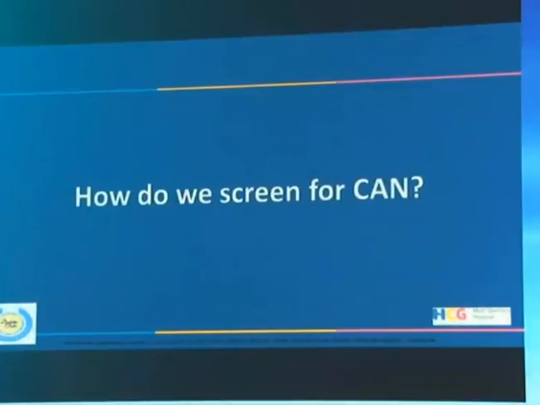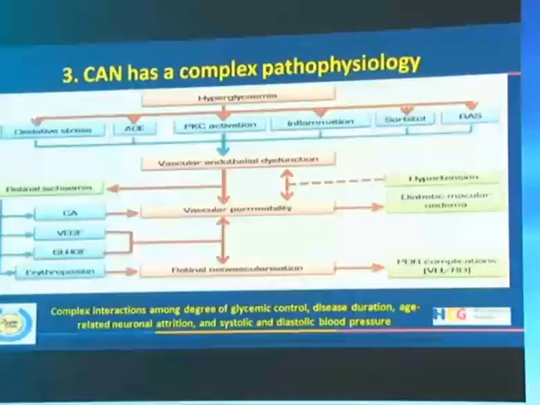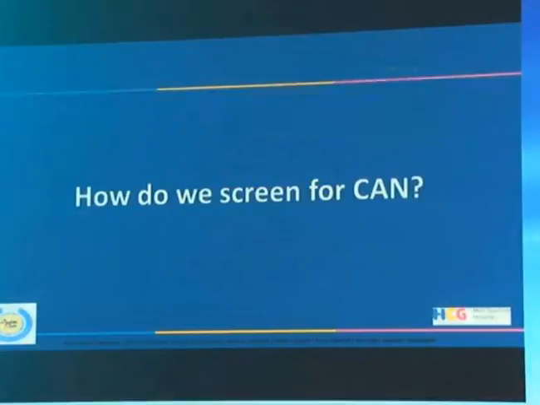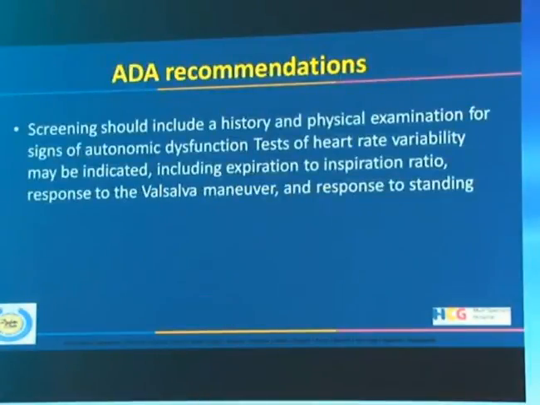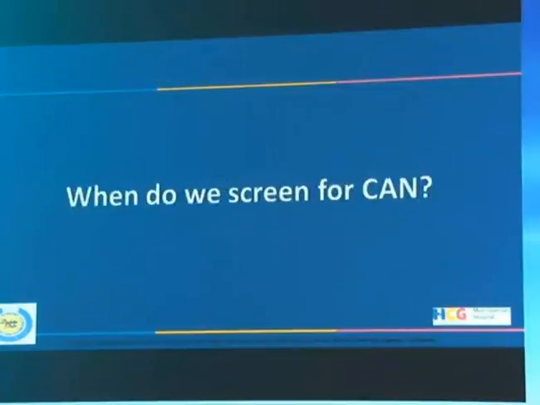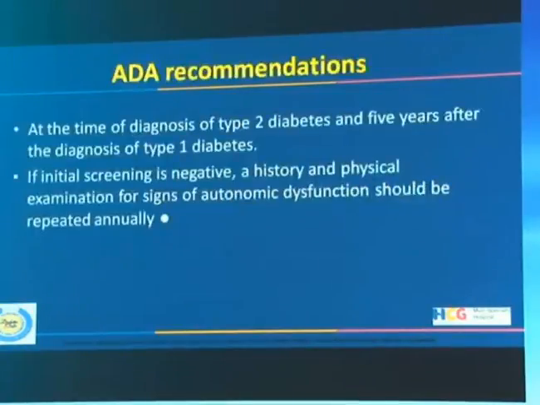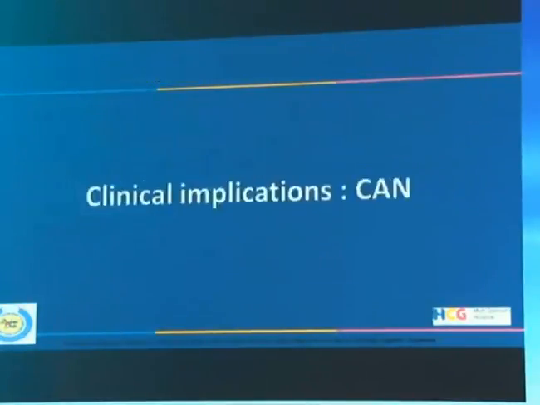So these are probably the reasons, but the most important reason is probably that we are not aware of it and we are not ready to open our minds. How do we screen for it? Screening should include a history, a physical examination and a test of heart rate variability, basically the deep breathing exercise. When do we screen for CAN? Recommendations are very clear: at the time of diagnosis in type 2 diabetes, and 5 years after the onset of diabetes in type 1 diabetics, and then yearly until it is negative.